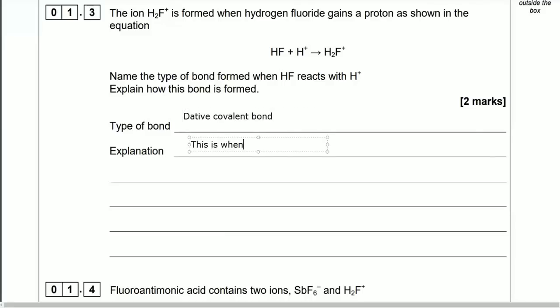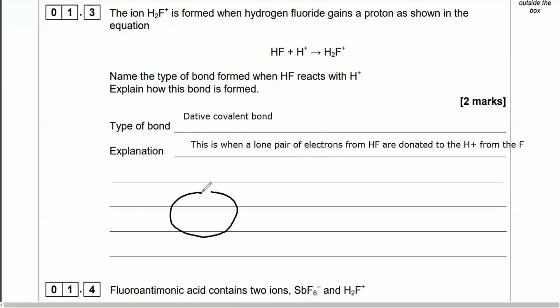Dative covalent bond. You can call it a coordinate bond. It's another name for it. This is when a lone pair of electrons is donated from one atom to another atom that is able to accept a lone pair of electrons to form a covalent bond. In this situation, it's the fluorine in the H2F+ that is donating a pair of electrons to the positive hydrogen ion.